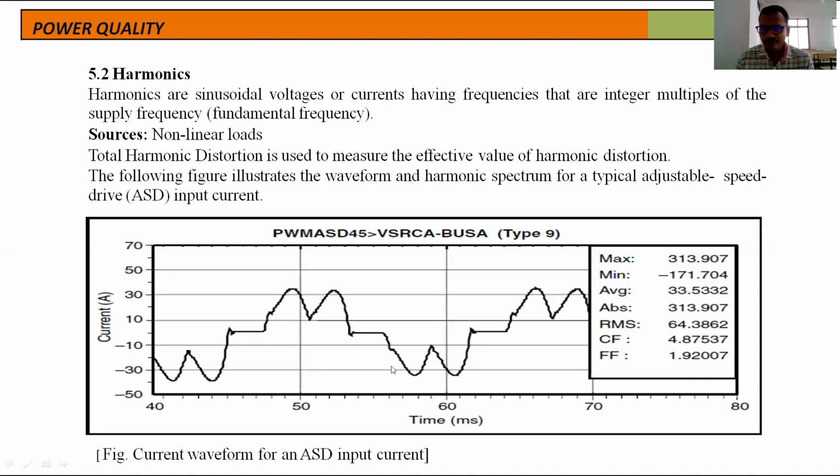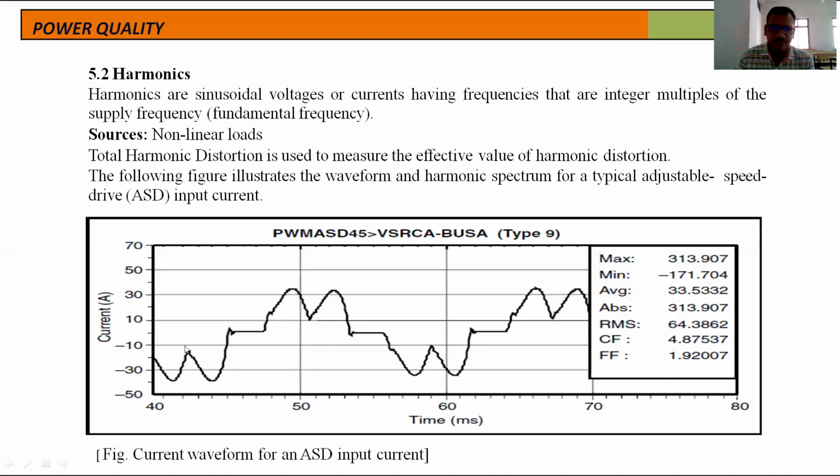That is given by the THD, total harmonic distortion. If you see the values given in the table: maximum 313.9, minimum minus 171.7, average 33.53, absolute 313.9, RMS 64.386. Okay. Next, form factor 1.92, crest factor CF 4.875. Okay, like this. There are different parameters shown here.